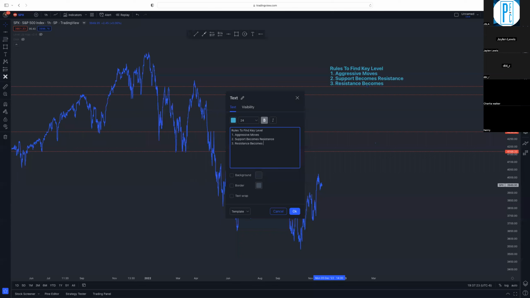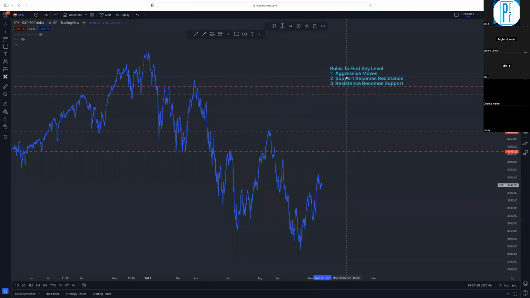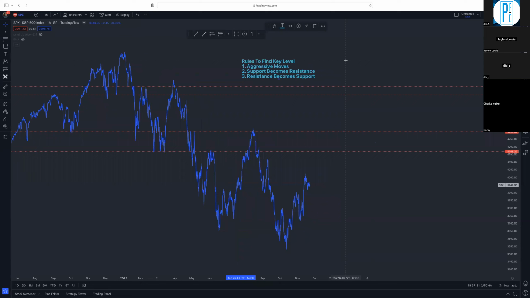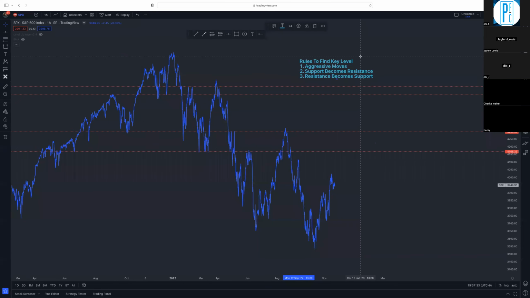Becomes support. Right? So when you're finding key levels, this is all you're looking for. You're looking for 3 things. The rules to find key levels are aggressive moves, support becomes resistance, resistance becomes support.